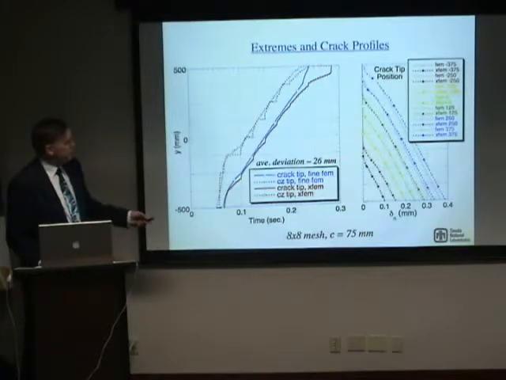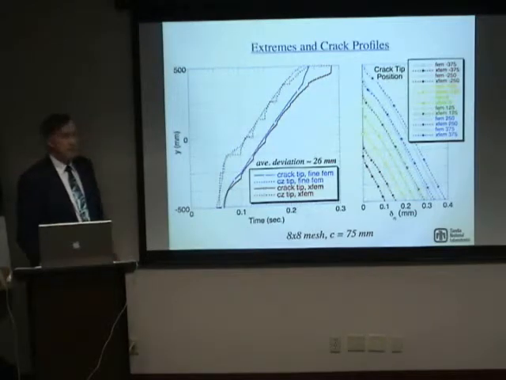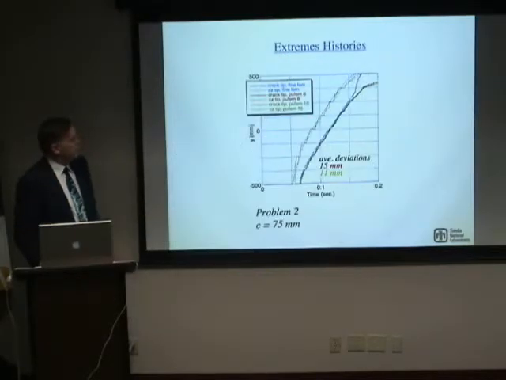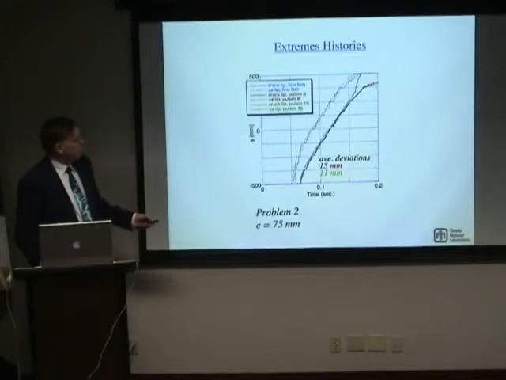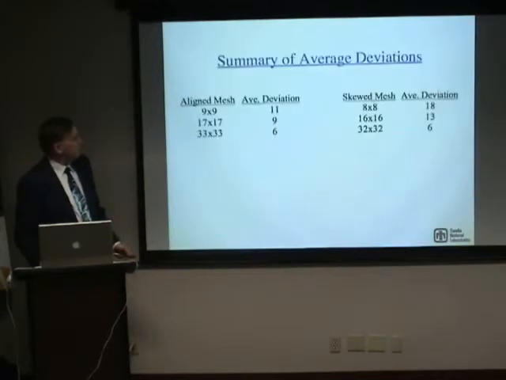Keep in mind this deviation of 26 millimeters, relative to the depth of the member, that's at 1,000 millimeters, you're still on the order of a couple percent. Again, so for the skewed mesh, we get reasonable results as well. Here we're showing results for the skewed mesh again, 8 and 16 meshes, and you can see that we get deviations of 15 millimeters and 11 millimeters out of 1,000, so you're on the order of 1 to 2% error for that problem as well.